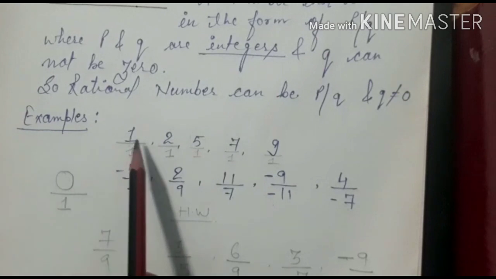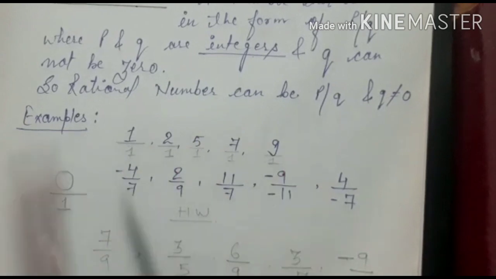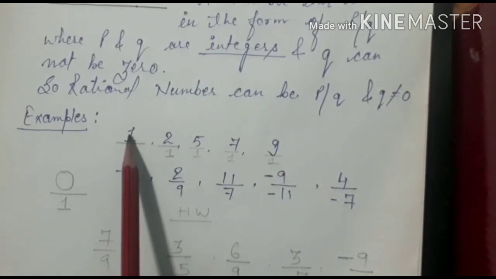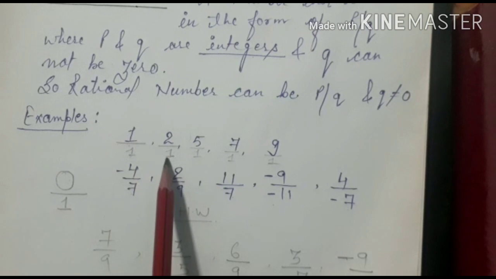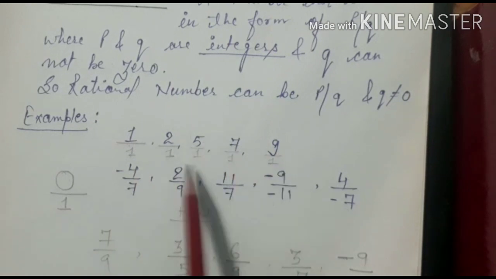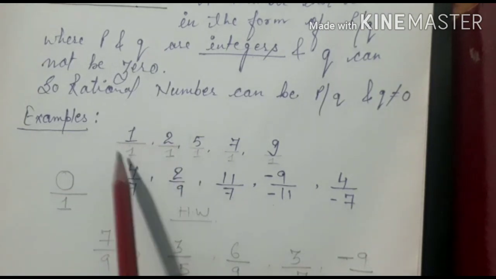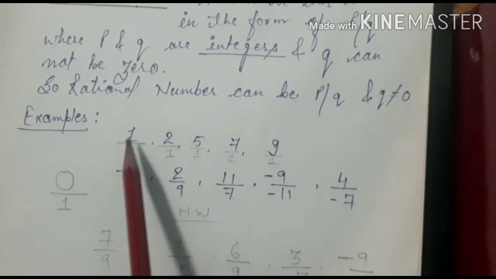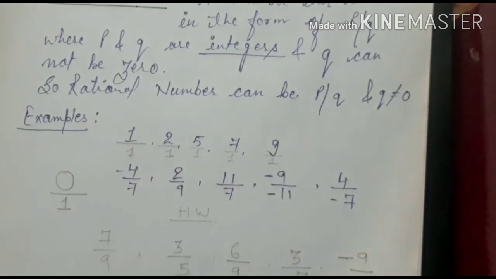First are 1, 2, 5, 7, 9. Are these rational or not? Firstly, there is only 1 on the numerator and nothing on the denominator, so we write 1 on the denominator. Same for 2, 5, 7, 9: on the denominator I have written 1. So the numerator is an integer and the denominator is also an integer. So 1 upon 1 is 1. All the numbers 1, 2, 5, 7, 9, etc. are rational numbers.